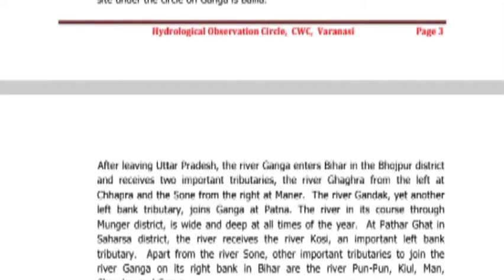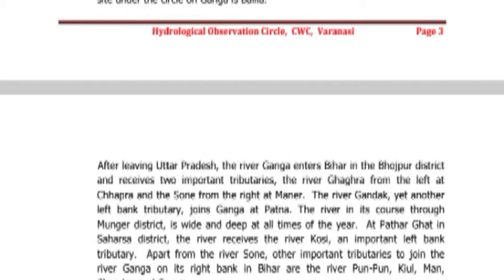Hydrological Observation Circle, CWC, Varanasi, page 3. 1.3 Basin Description. 1.3.8 The catchment area of Ganga main stem including river Choti Sarju under HOP Varanasi is 23,000 square kilometers. The statewise distribution of Ganga Basin drainage areas is shown in Table 2.